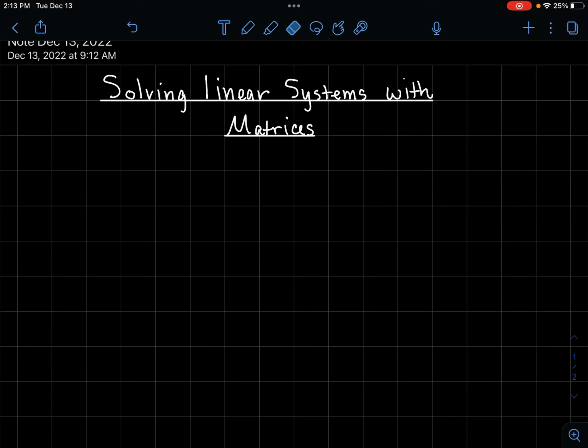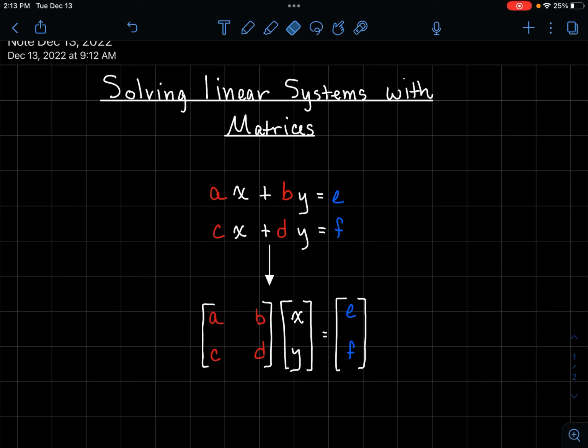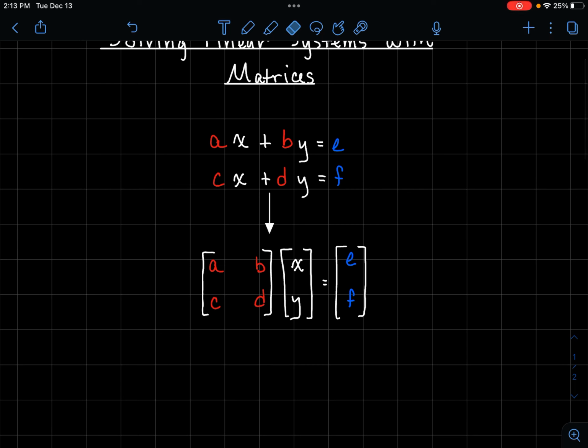Here we have a short video over solving linear systems with matrices. So more specifically, let's talk about a system of two equations. Say we have our following system here, ax plus by equal to e and cx plus dy equal to f. We could turn this system into matrix form, given the following.